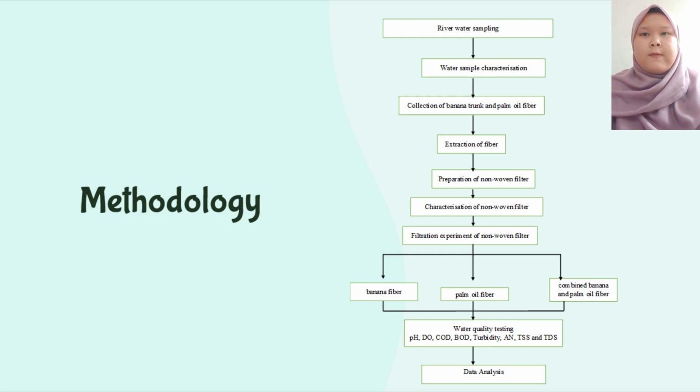Next is the filtration experiment. The filtration experiment are divided into 3, which are banana fiber, palm oil fiber, and combined banana and palm oil fiber. Next, the filtered water will go to the water quality testing for pH, DO, COD, BOD, turbidity, AN, TSS, and TDS. And lastly, the data analysis.